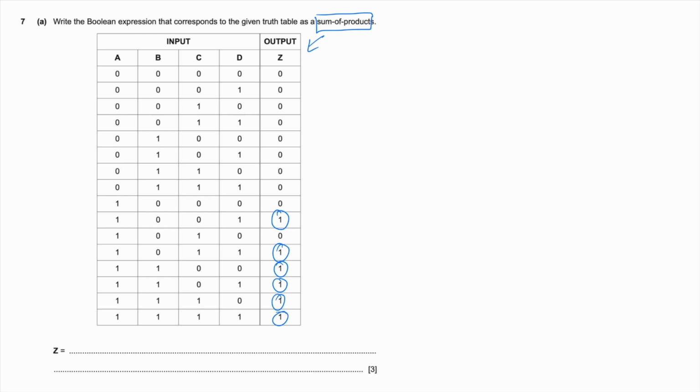So let's start with the first row. Okay, we have 1 for A and 1 for C. So that means the way we can write this is we can write this as A, not B, C, not D, because B and D are both 0. We can go to our next row, and all inputs are 1 except for B. So we can say or A, not B, C, and D.